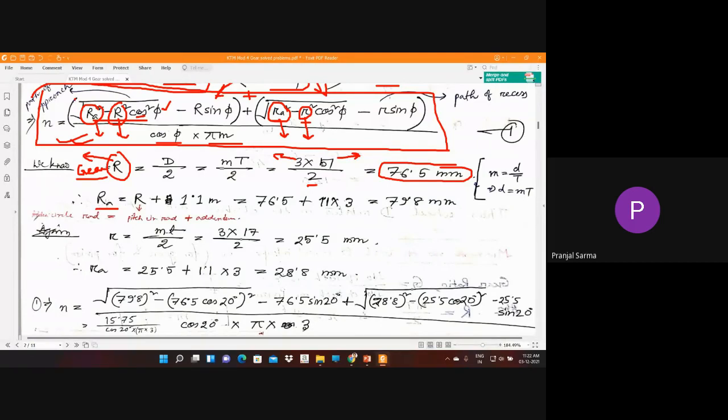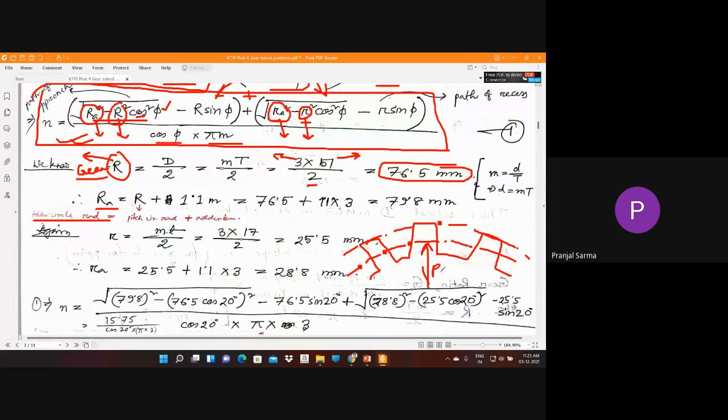RA is nothing but the addendum circle radius. If you recall, suppose let's consider this is the tooth. The addendum circle is this one, the bigger one, which goes to the outer surface of this particular tooth. And this one, passing through the pitch point, is the pitch circle. So now how will we find out the addendum circle radius?